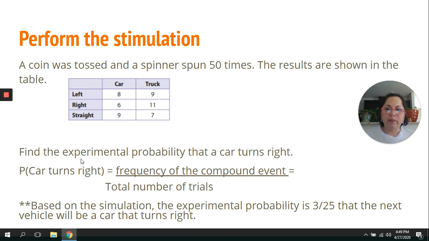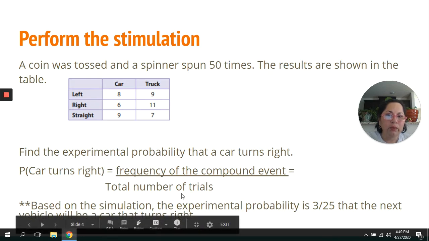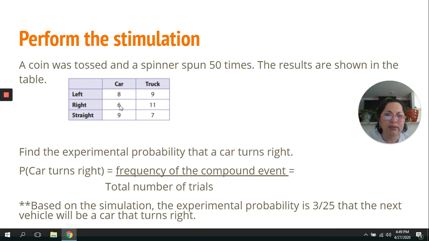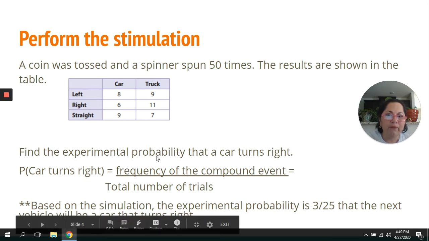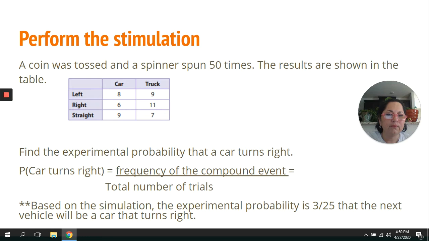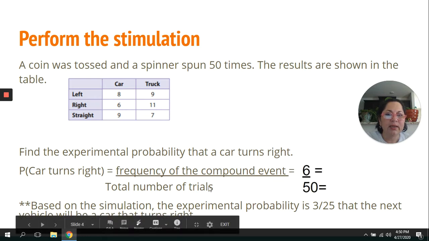So it says find the experimental probability that a car turns right. First of all, you need to make sure that you know that we have spun and flipped that coin 50 times. That's the total number of trials. We are looking for car turns right. So according to our table, the car turned right 6 times, and we spun it 50 times. So the probability would be 6 out of 50. Here's our 6 and 50 up here.